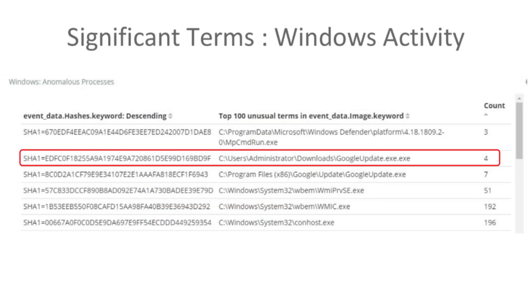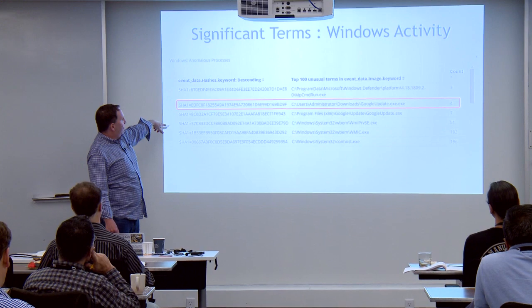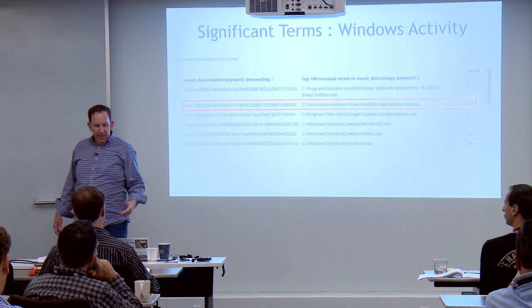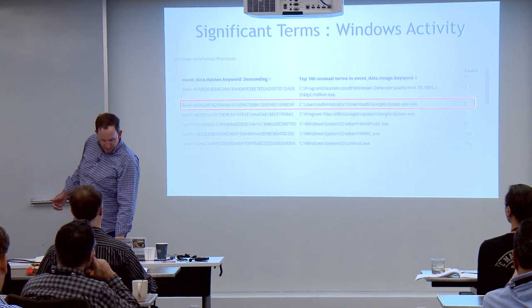And same thing for Windows. In the case of Windows, this is actually a piece of malware called Mimikatz. It's popular with the red teams. It's been renamed as Google Update.exe.exe. Because we have hashes for programs running on the Windows endpoint, it was able to see that this hash and image name combination is new or rare, and in fact, it's actually malware. So in that case, I didn't get a malware detection from an antivirus agent, but still found it here.